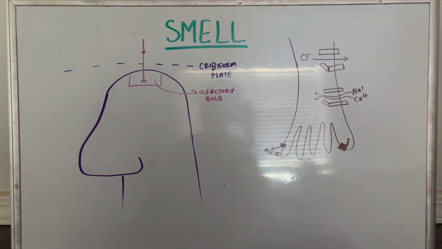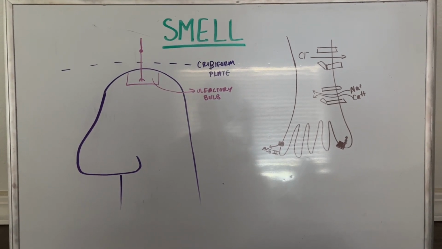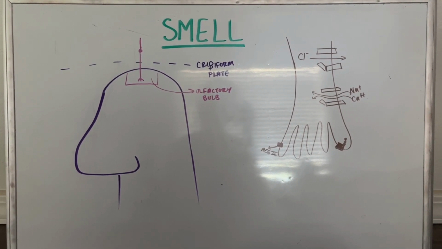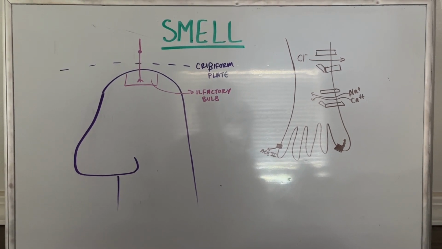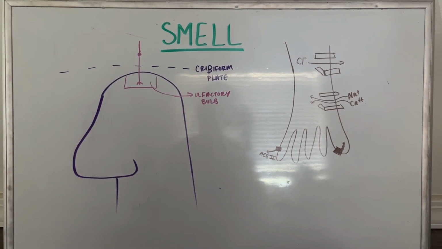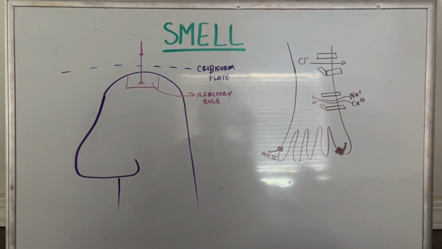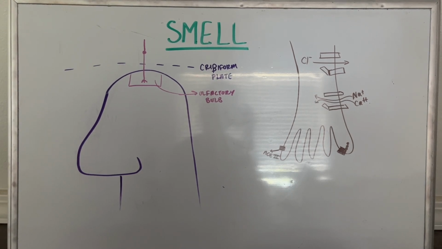Dissolved odorants bind to receptors on the receptor cilia of the olfactory neuron. Olfactory receptors are GPCRs that activate the enzyme adenylate cyclase, which produces cAMP. cAMP then opens a cation channel, allowing sodium and calcium to enter the cell, depolarizing the membrane and triggering an action potential. This depolarization can also activate voltage-gated chloride channels, causing further depolarization as chloride leaves the cell.